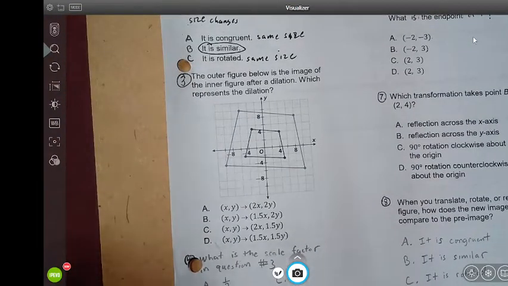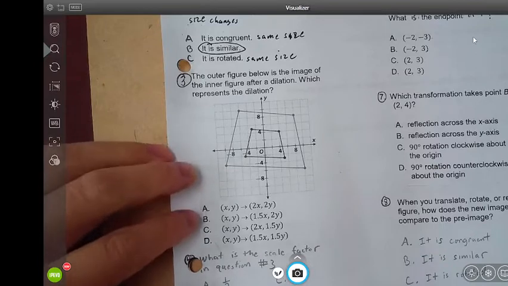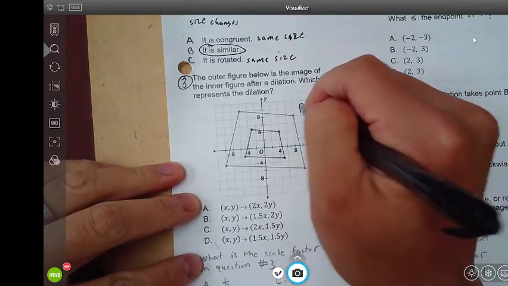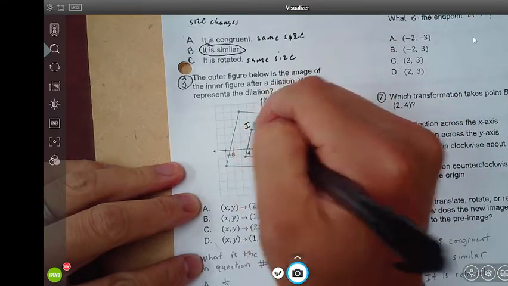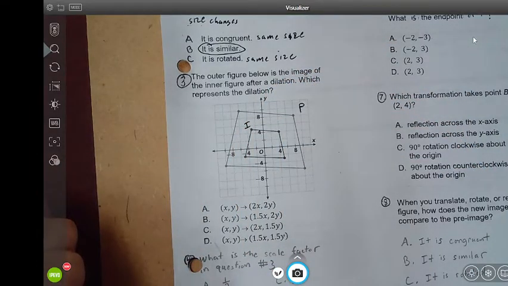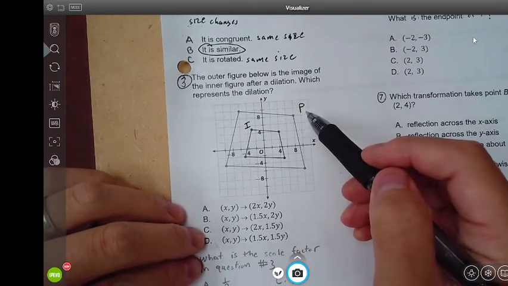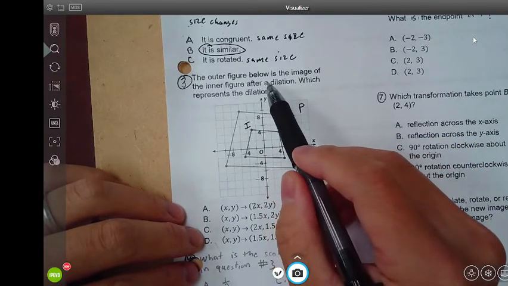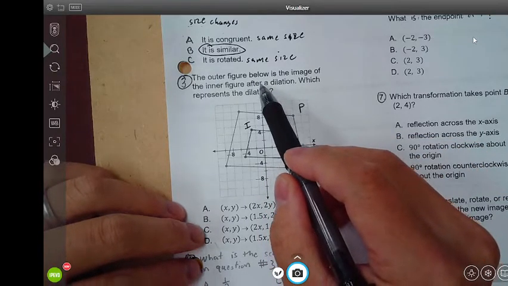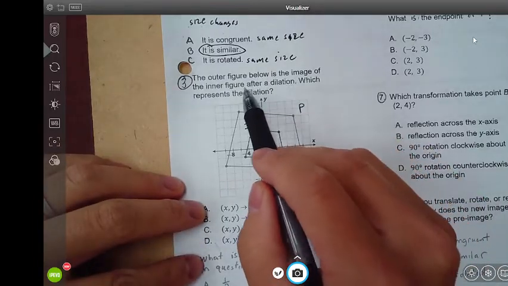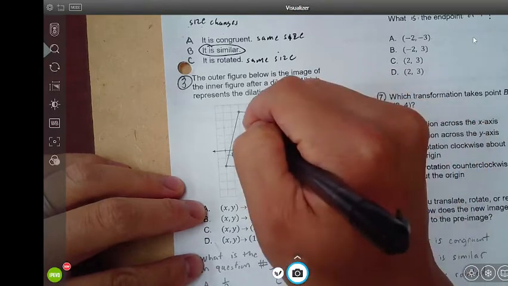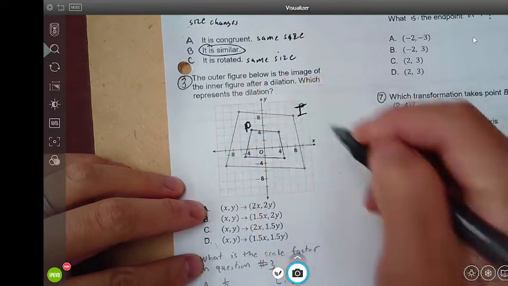The outer figure is the image of the inner figure after the dilation. So the outer figure is the image and the inner figure is the pre-image. So it got bigger.